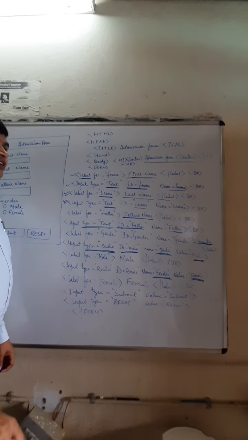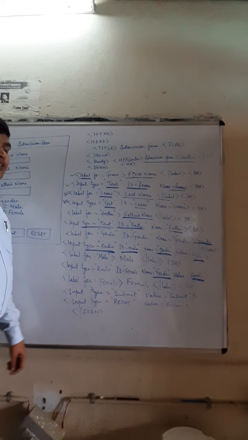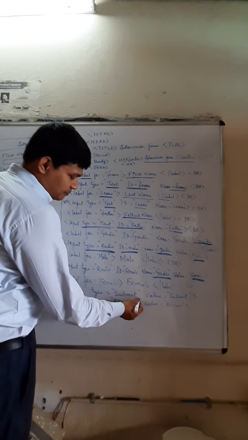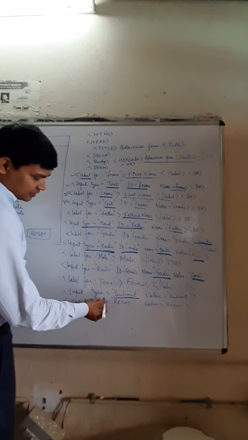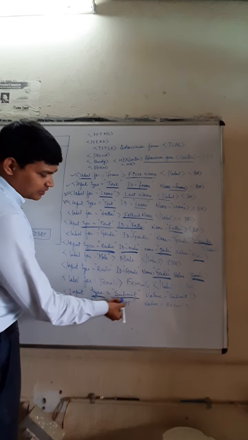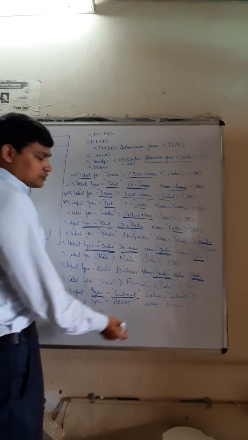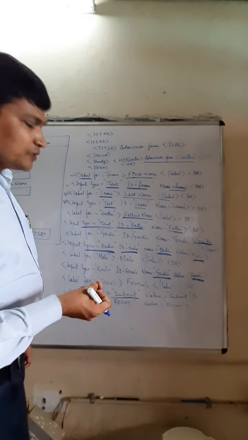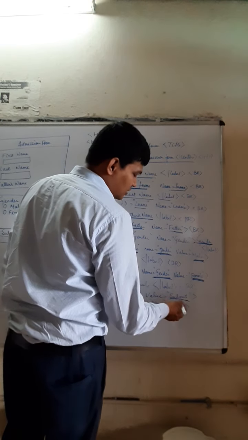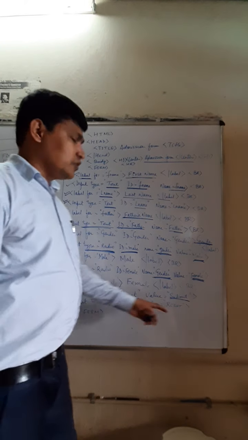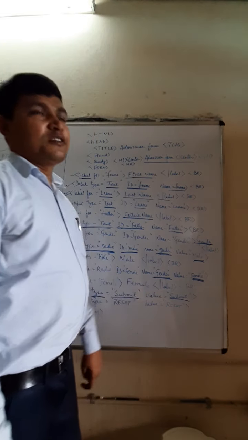Afterwards, I have to define the submit button and a reset button. If anybody wants to submit the information whatever he has written, then I have to define the submit button here. To define the submit type, input type equal to submit, then define the submit button, and the value means the thing that you want to display on this button. I have written submit. If you want to display save, you can write save. If you want to display OK, then you can write OK.